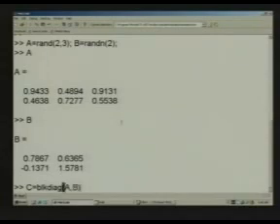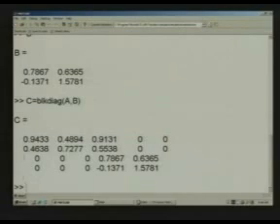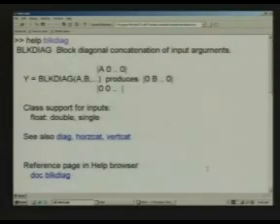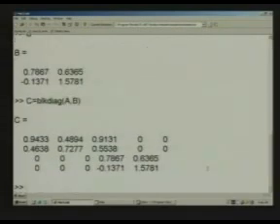See what is happening. A will come in one diagonal block first, then B will come. So this matrix is A, then it is filled with zeros, then this is B, and this is filled with zeros. So this is the matrix whose block diagonal elements are matrix A and matrix B, right? Is that clear? So this is block diagonal.